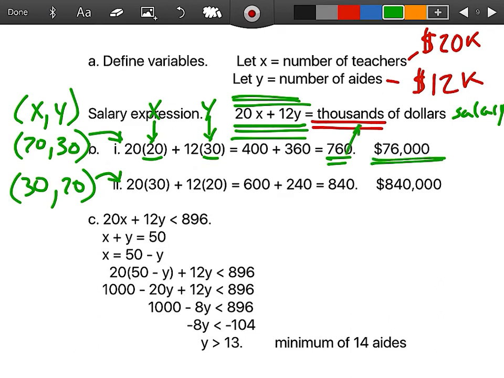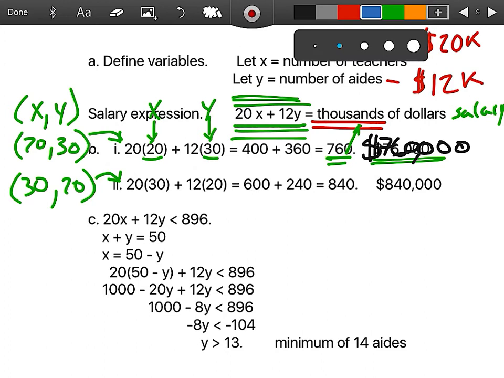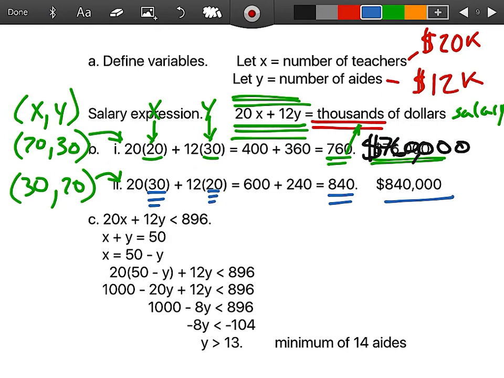So it's 760, I misread, that was a mistype. It's $760,000. Okay, and then for your next version, you plug in 30 for your number of teachers, you plug in 20 for your number of aides, and you end up getting $840,000.